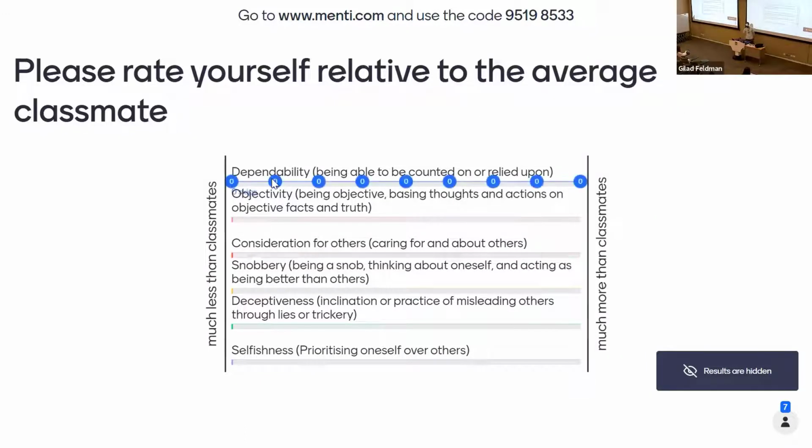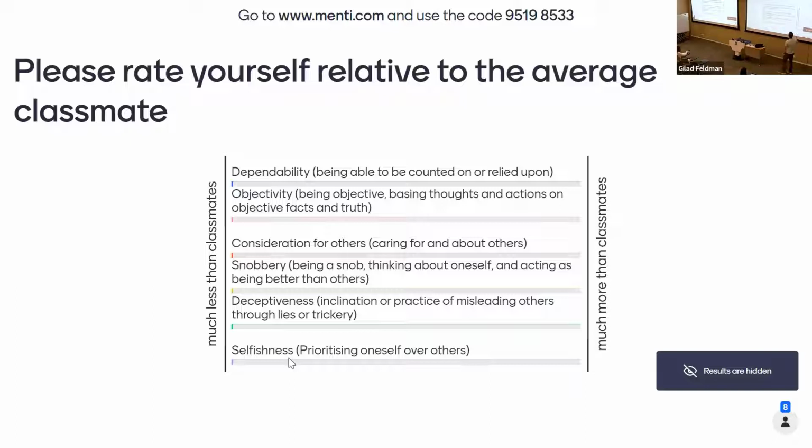The categories are the following. Dependability: being able to be counted on or relied upon. Objectivity: basing thoughts and actions on objective facts and truth. Consideration for others: how much you care for and about others compared to other HKU students, classmates. Snobbery: thinking about oneself and acting as being better than others. Deceptiveness, and selfishness. If you recall with morality, I had a different item, one for you, one for the other. Here, I'm asking this in the same question. I'm just giving you, compare yourself to others.